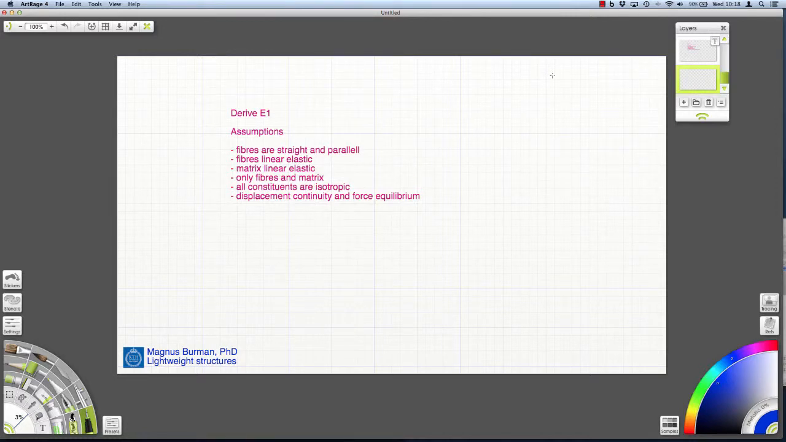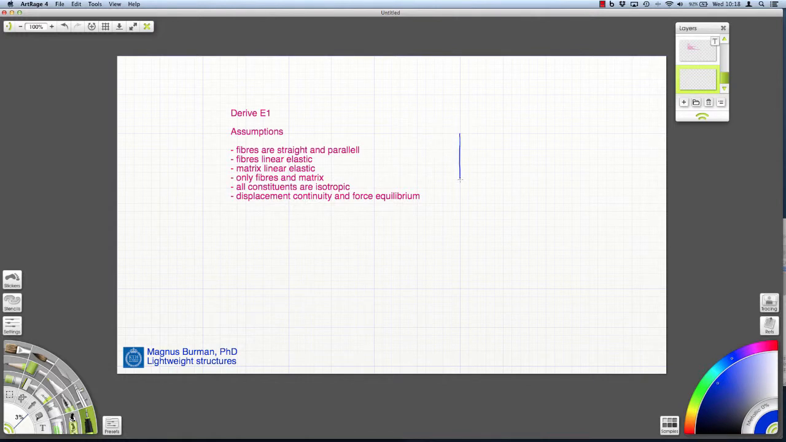Okay, so welcome to this lecture on micromechanics in composite materials. We are to derive the elastic modulus parallel to the fiber, E1, today. First, some comments on the assumptions we make for this.